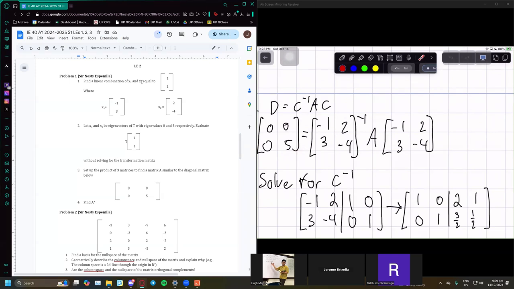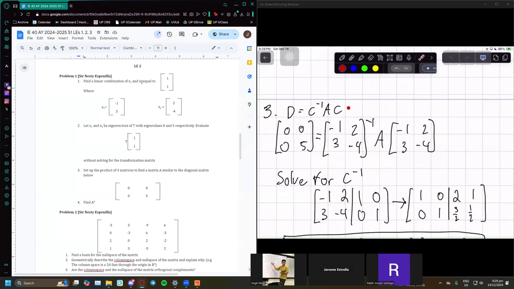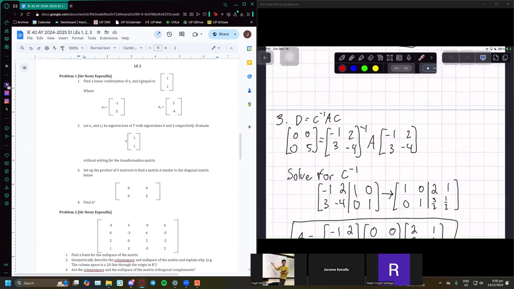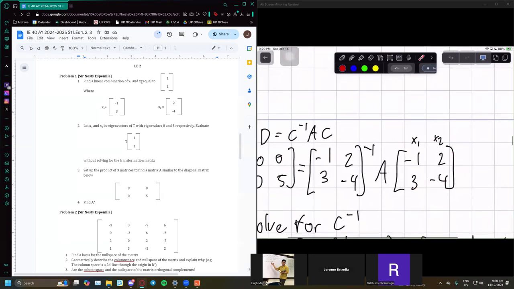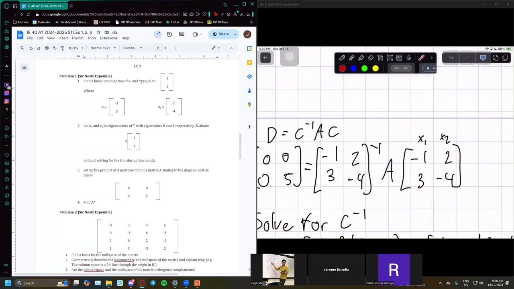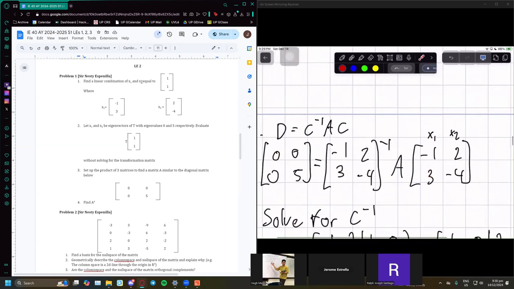is we just, so first, write out this equation so that you can see the bigger picture. So this is D. And then in this case, since C should be the matrix containing the eigenvectors corresponding to these eigenvalues, that's why we're able to just take our original vectors, because this is x1, remember? And this is x2. So since the eigenvalue of x1 is 0, or 0 corresponds to x1, x1 is in the first column. Since 5 corresponds to x2, x2 is in the second column.